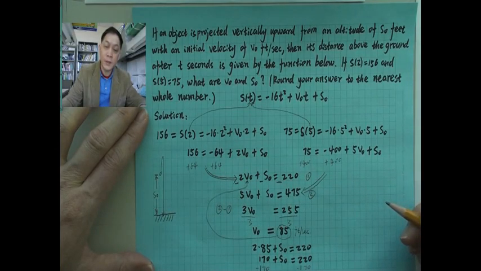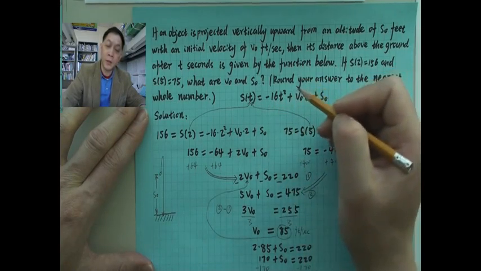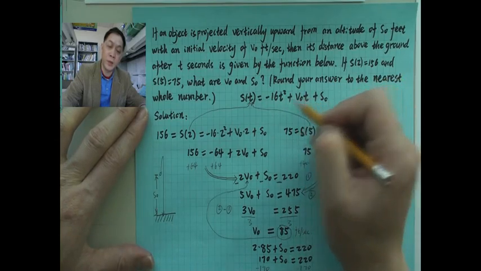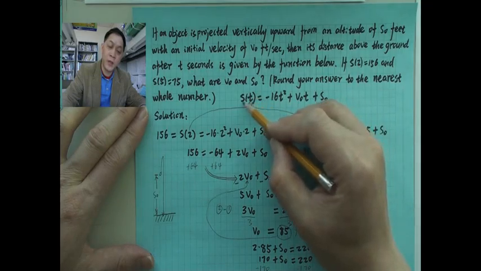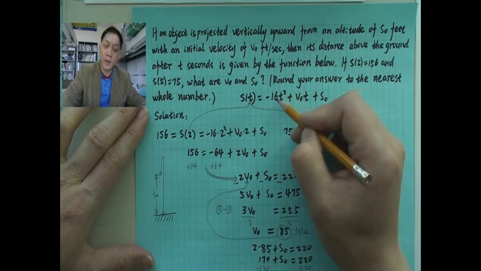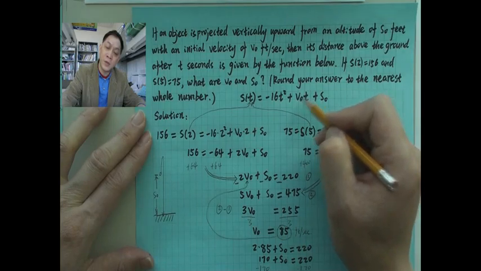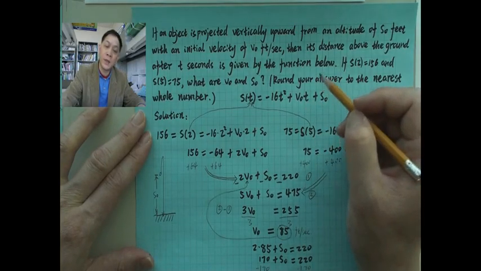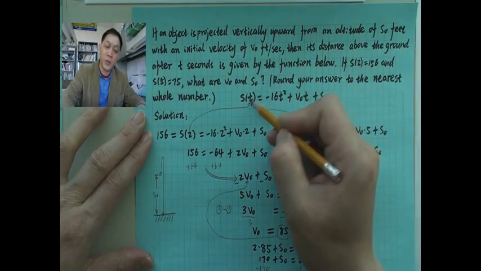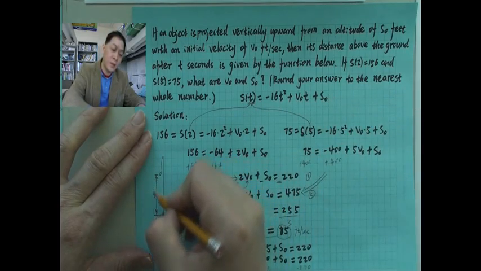Because when you plug in 0 here, that means at the beginning we didn't do anything, so t is 0. If s of 0, you plug in 0 here, 0 squared is 0 times negative 16, you still get 0. And here you still have 0 times v0, you still have a 0. When the object has not moved, s of 0 is just this s sub 0. That's the initial place.